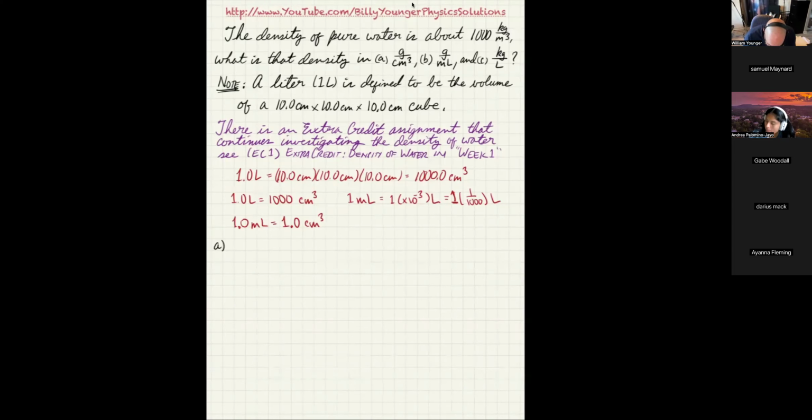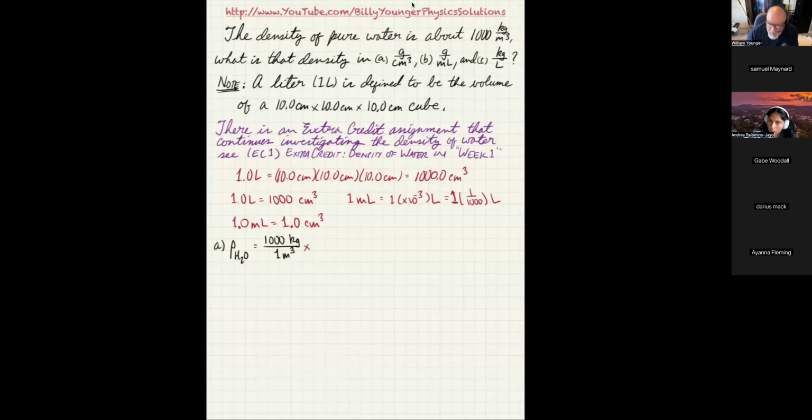Part A, I have the density of water. There's the Greek symbol rho that we use for the density of water. That's going to be 1,000 kilograms. And remember, we always start off by writing it as a fraction. So I just went ahead and wrote 1,000 kilograms over 1 cubic meter. And what we want to do is convert that to grams per cubic centimeter. So I'm going to show you how to do that.